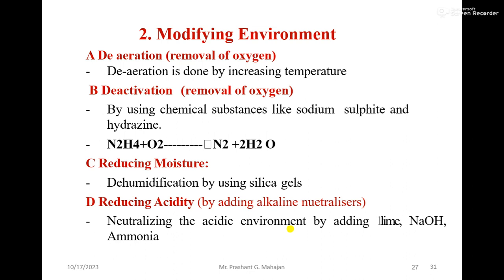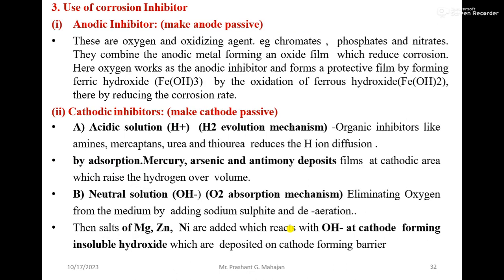So if you know the cause, then you are going to use the preventive measures. Next is corrosion inhibitors. So what are inhibitors? Inhibitors are the substances that are used to prevent corrosion, that are added in the corrosion medium. So that will reduce the rate of corrosion. So first is anodic inhibitor.